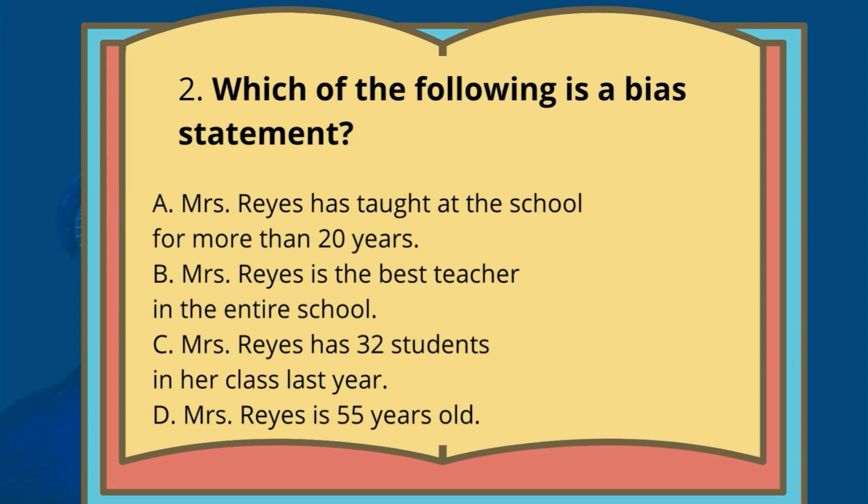Which of the following is a bias statement? A. Mrs. Reyes has taught at a school for more than 20 years. B. Mrs. Reyes is the best teacher in the entire school. C. Mrs. Reyes has 32 students in her class last year. D. Mrs. Reyes is 55 years old. The answer is B. Mrs. Reyes is the best teacher in the entire school.